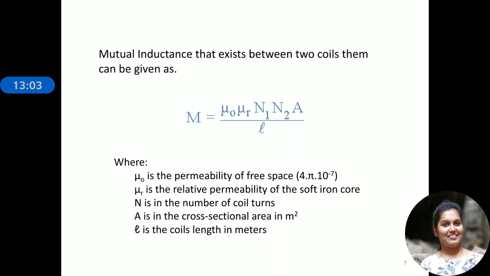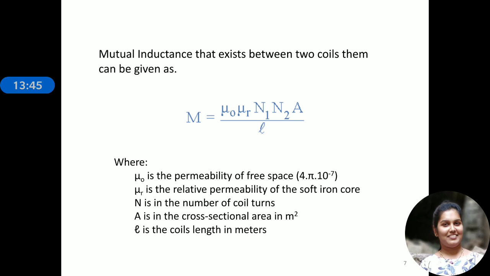Here all the terms we know: M is the mutual inductance in henries, mu naught is the permeability of free space, a constant value given as 4 pi into 10 power minus 7, whereas mu r is the relative permeability of the soft iron core. N1 is the number of turns of the coil of the inductor L1. N2 is the number of turns of the coil for the inductor L2. A is the cross sectional area in m square, and L is the length of the coil in meters.